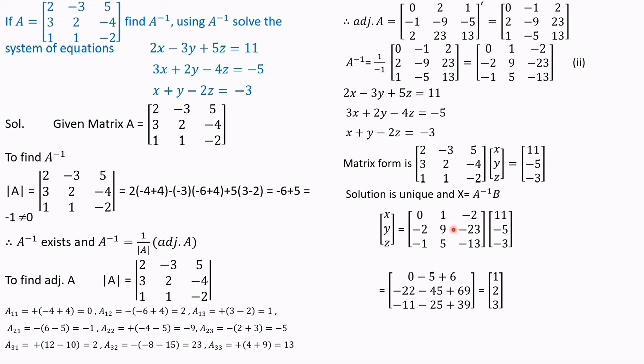That is equal to 0 minus 5 plus 6, minus 22 minus 45 and 69 plus 69. Then minus 1 into 11 is minus 11, minus 25 and plus 39. This is the value, and simplifying we get 1, 2, 3, and hence x is equal to 1, y is equal to 2, and z is equal to 3. That is the answer.